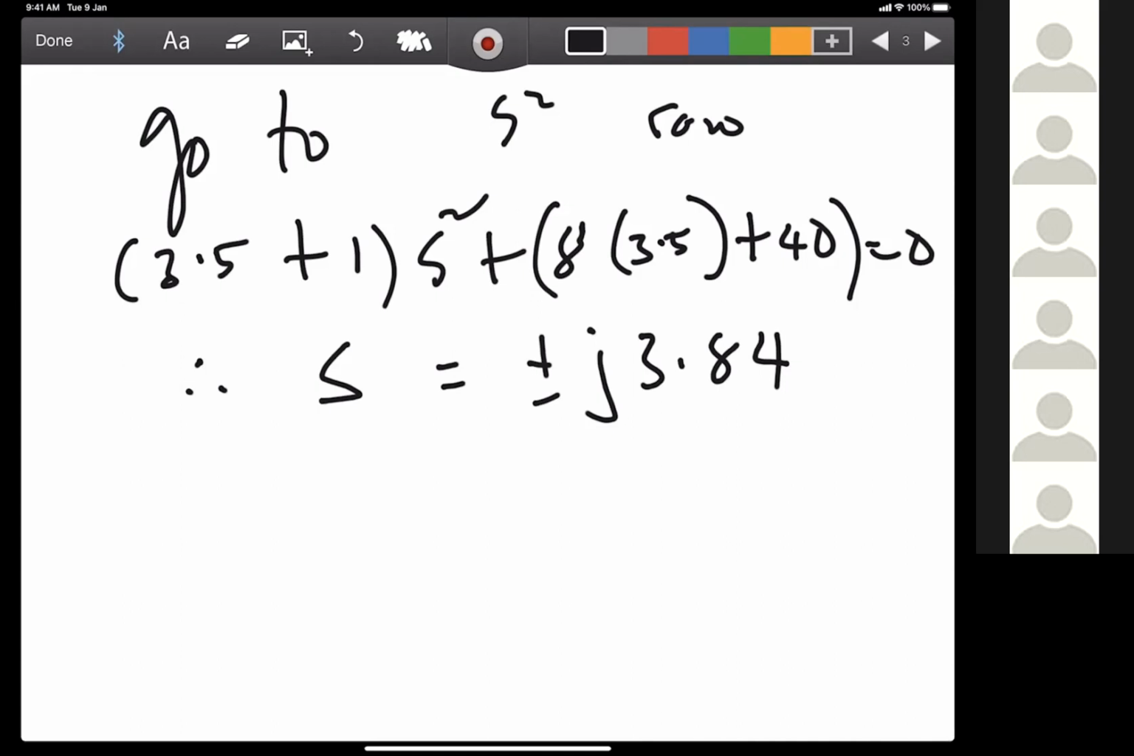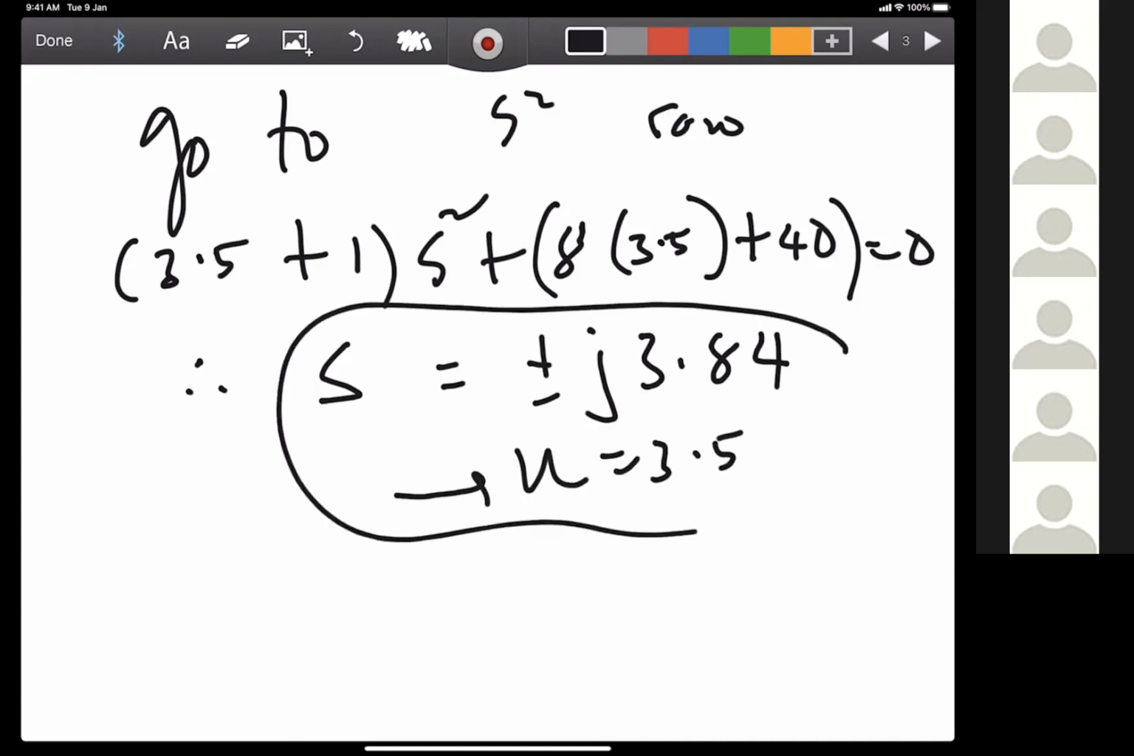Next question is the arrival angle of the root locus of the closed loop transfer function. So this one, the K is 3.5, right? At this point, it crosses the imaginary axis.